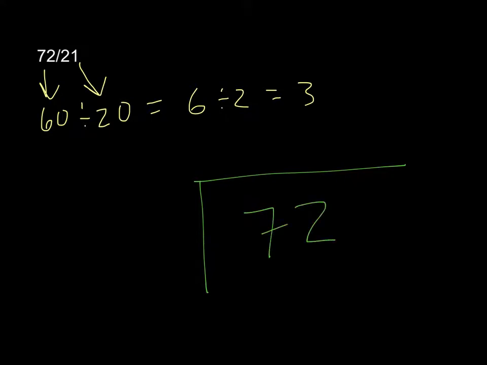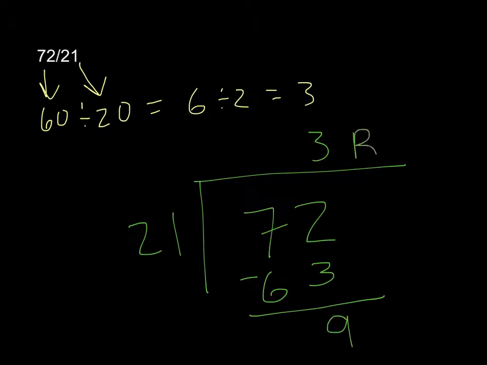72 divided by 21. Remember, my estimate is 3. Okay, 21 times 3 is 63. And I have 72 minus 63 is 9. So I have 3 with a remainder of 9.